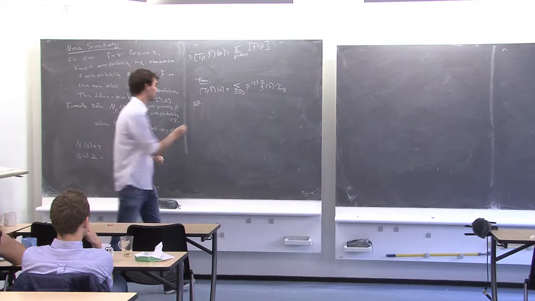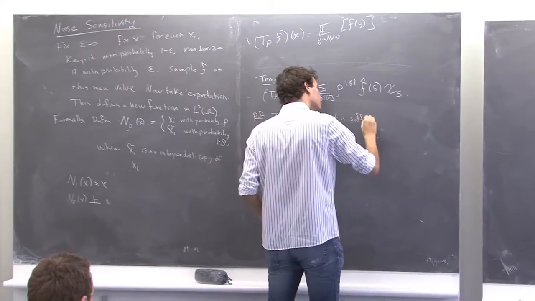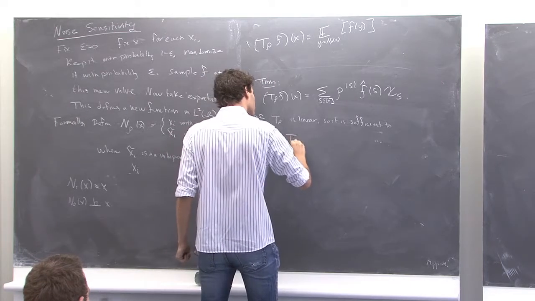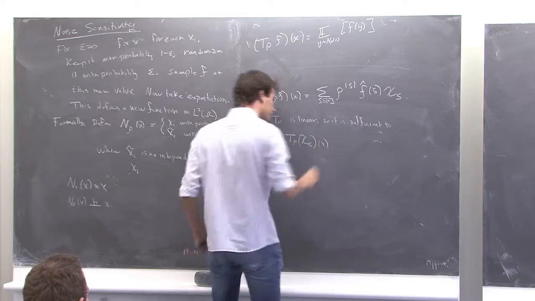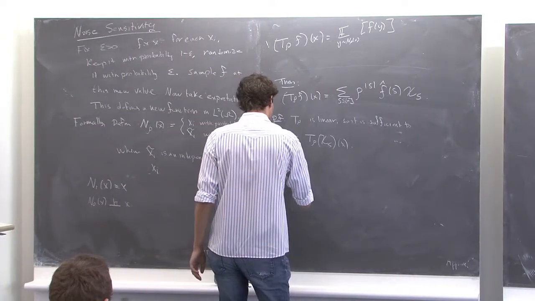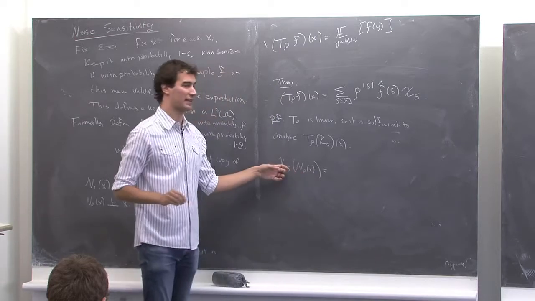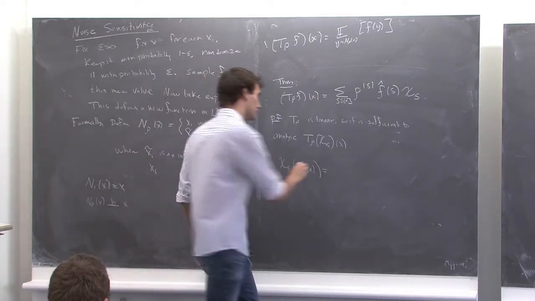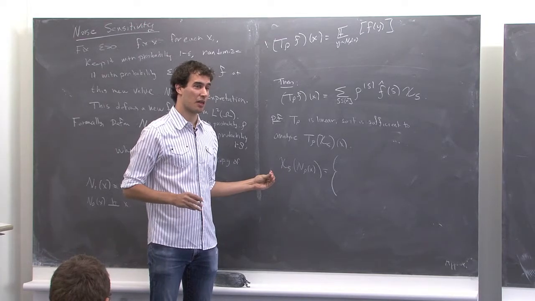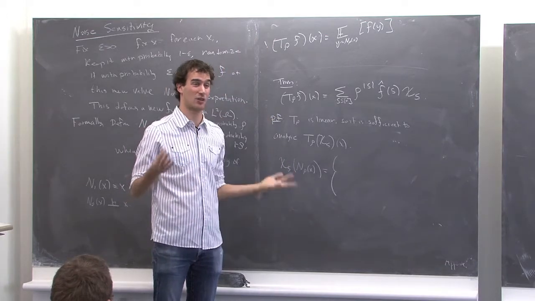So again, T_rho is linear, so it's efficient to analyze how it acts on the basis elements. Now, suppose I look at chi_S, which is not evaluated at x, but at the random variable N_rho of x. So if I randomize any of the bits in S, then the expected value of this is going to be 0, right? Because that one bit is now independent, and I take an expectation over a random bit, and I get 0.